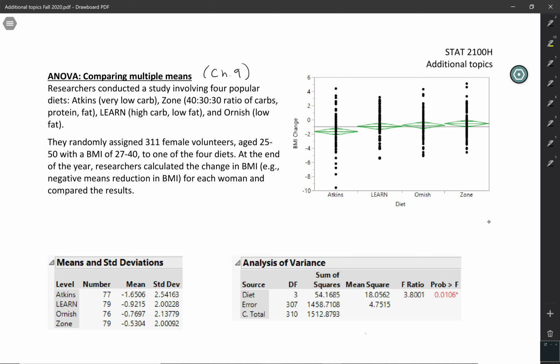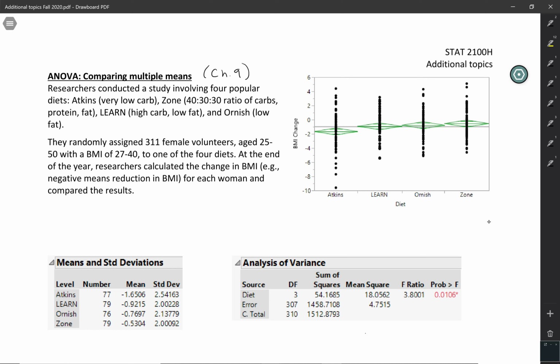Okay, so in this example, researchers were conducting a study of 4 popular diets: Atkins, Zone, Learn, and Ornish. They randomly assigned 311 female volunteers aged 25 to 50 in a certain BMI range to one of the 4 diets. At the end, they calculated the change in BMI. A negative number means that their BMI was reduced for each of these women, and they compared the results. So we are looking at a before and after. We're looking at change in BMI.